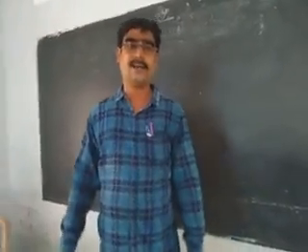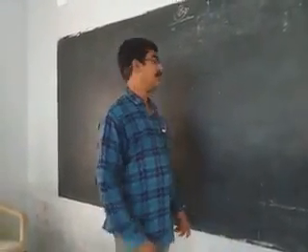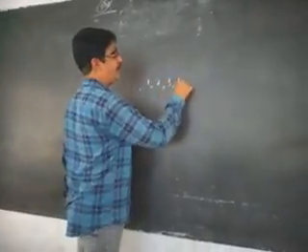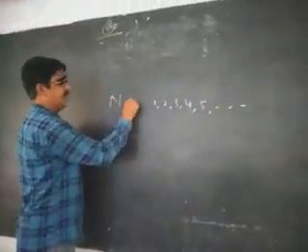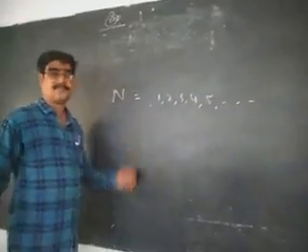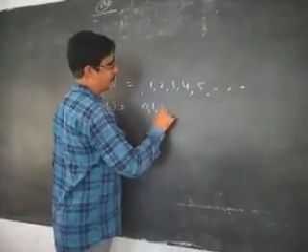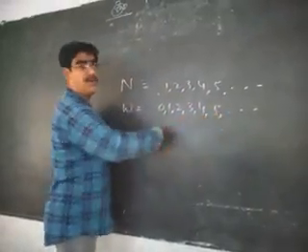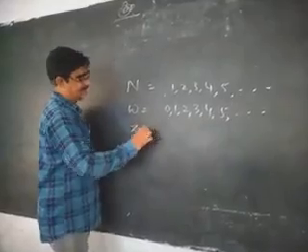Do you have an idea of numbers? I think you already have some basics in mathematics. So we all know 1, 2, 3, 4, 5 and so on. These are the natural numbers. Whole numbers are 0, 1, 2, 3, 4, 5. These are whole numbers. Integers are also there.